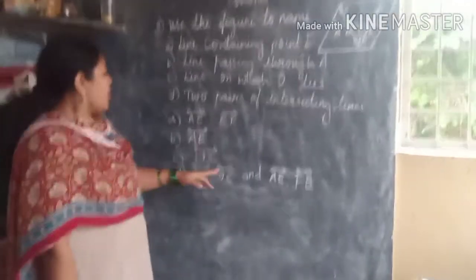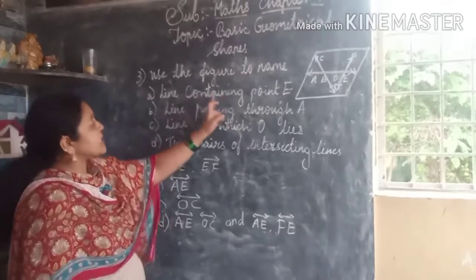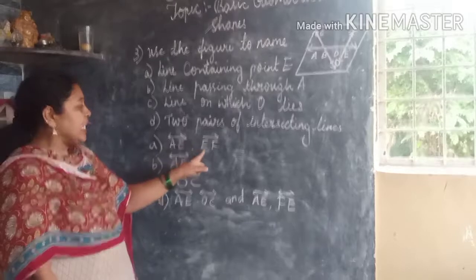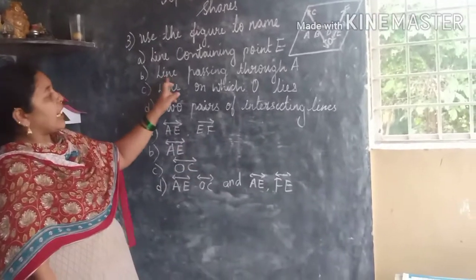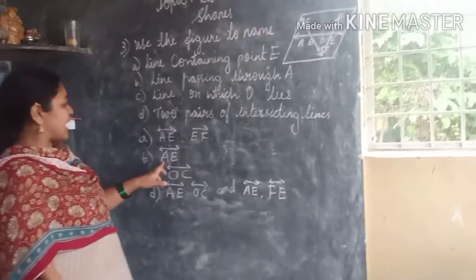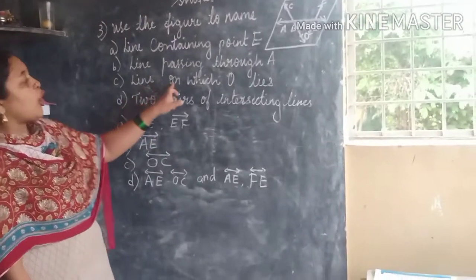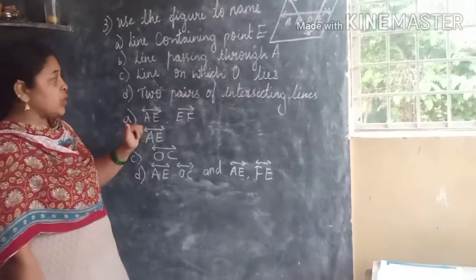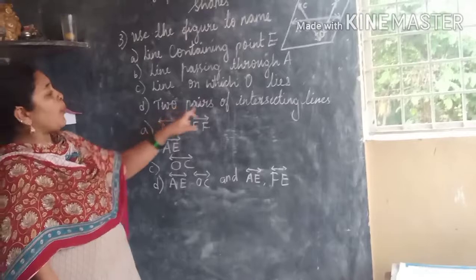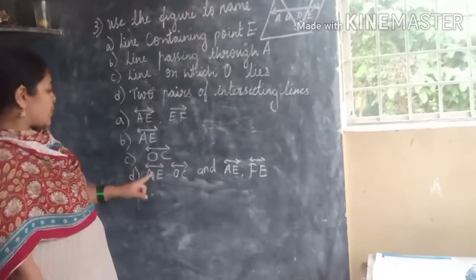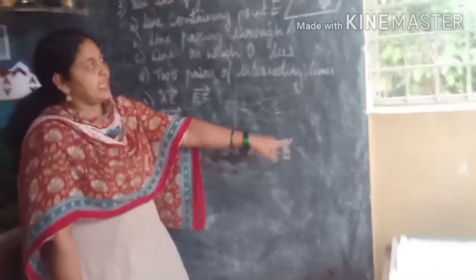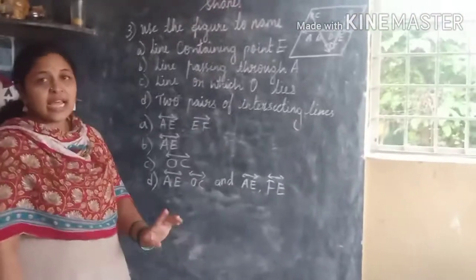Look at here once again. The lines containing point E. Which are the lines containing point E? That is AE and EF. The second one, the lines passing through A. Which is the line passing through A? That is AE. Line on which O lies. On which line does O lie? Only on one line, that is OC. And two pairs of intersecting lines, that is we have AE and OC and AE and FE. The two sets of intersecting lines.